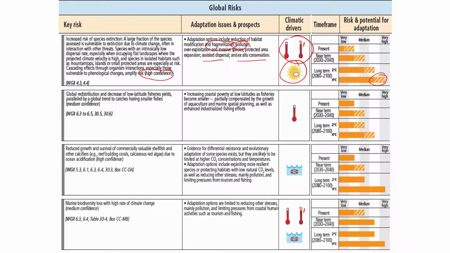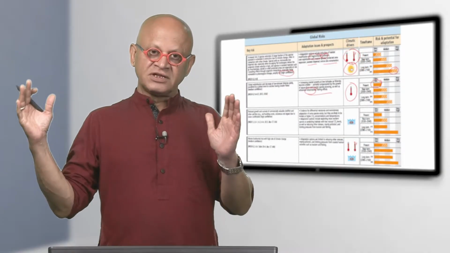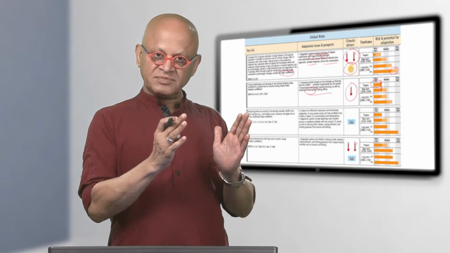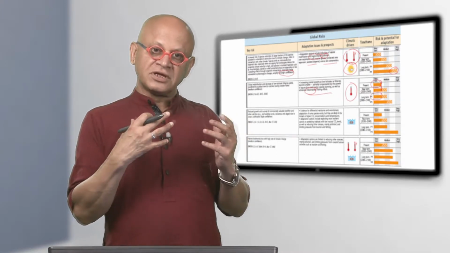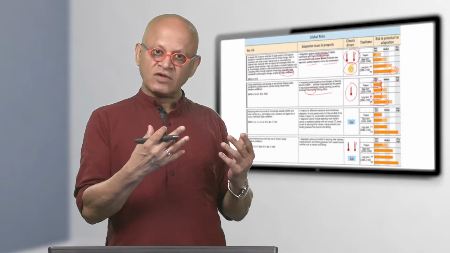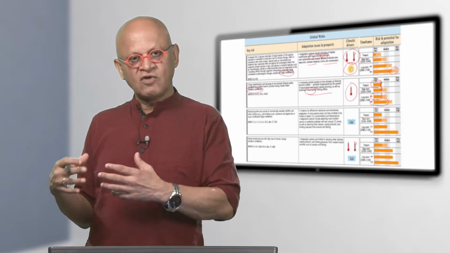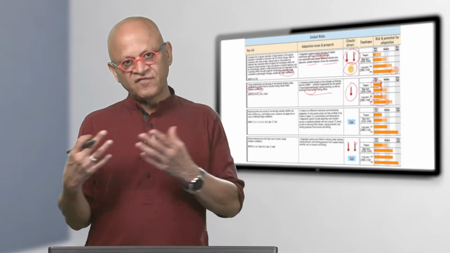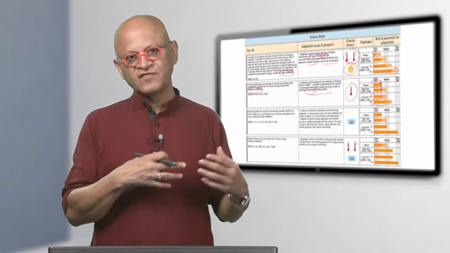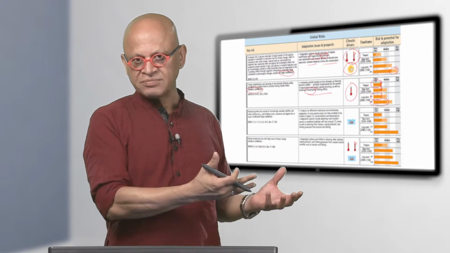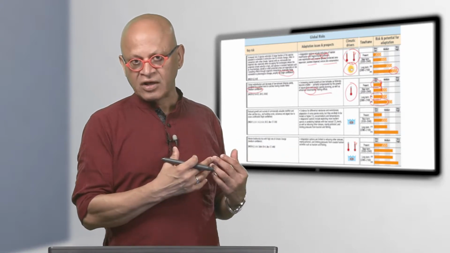Global redistribution and decrease of low latitude fisheries paralleled by a global trend of catch, which is having smaller fishes. So, as we exhaust bigger fishes, we begin to come down into smaller and smaller species, or also there is a new way of catching a small fish, a new purpose, because when you have things like aquaculture or farming fish, they are fed various things, and oftentimes they are fed small fishes which they used to catch themselves, let's say. We are doing that now.